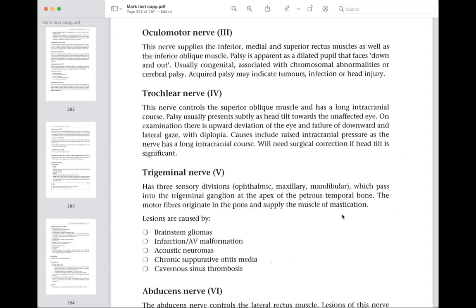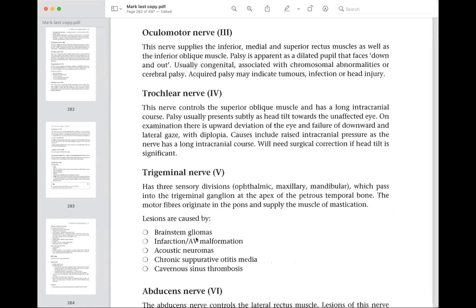We saw yesterday how to examine, so no need to go for that. So ophthalmic, maxillary, mandibular sensory divisions pass through the trigeminal ganglion at the apex of the petrous temporal bone. Motor fibers are from the pons, and we know masseter and temporalis are supplied. And also, as we discussed yesterday, the pterygoid muscle is also supplied by this.